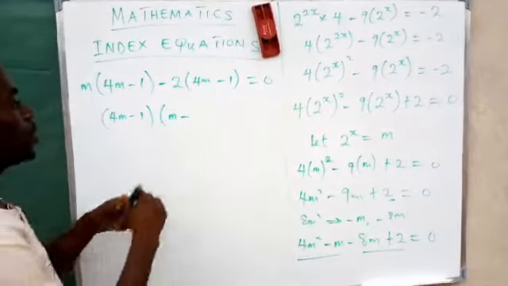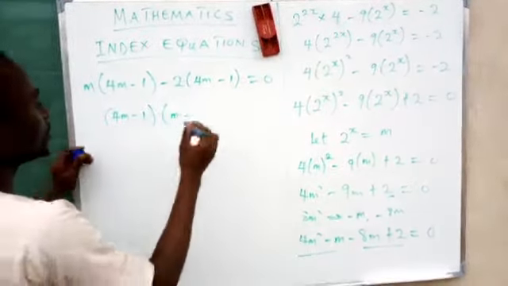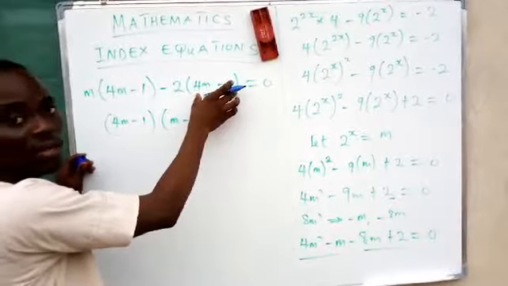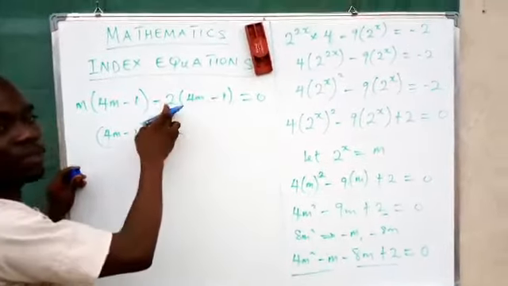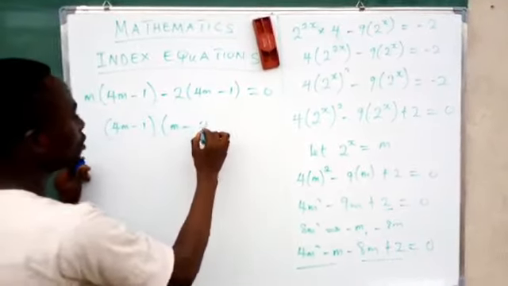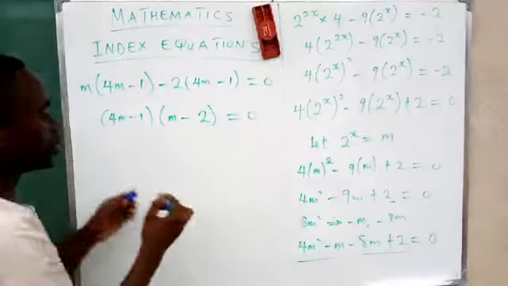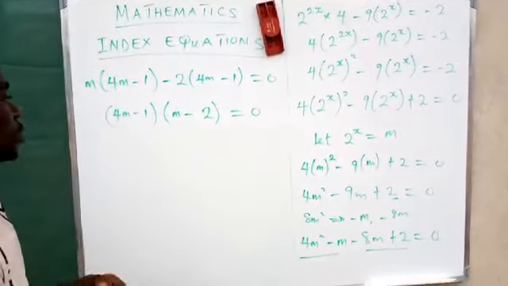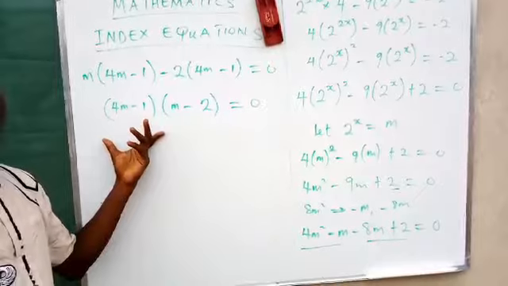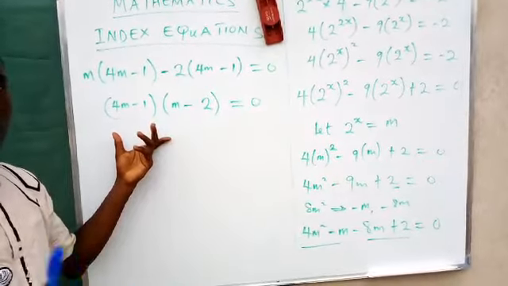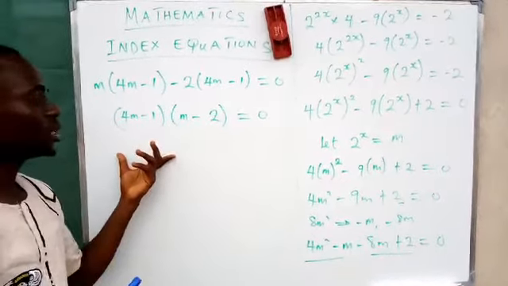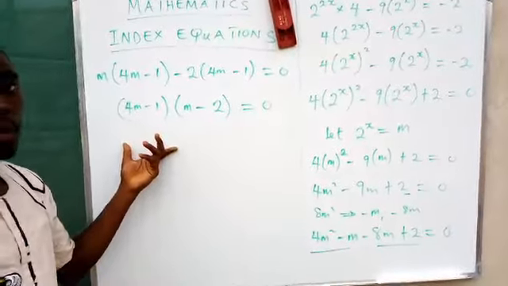It gives us 2 as the answer, because 4m minus 1 cancels, divides out itself once. 1 multiplied by 2 gives us 2. So you have 2 equals 0. So now for a product, as we already know, for a product to be equal to 0, one of the numbers involved in the product must be 0. That is a condition that must not be swept under the carpet.